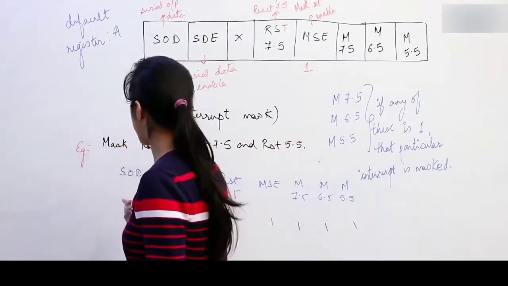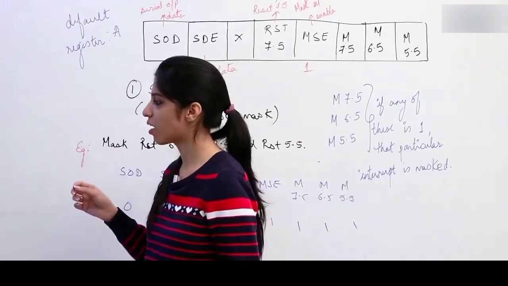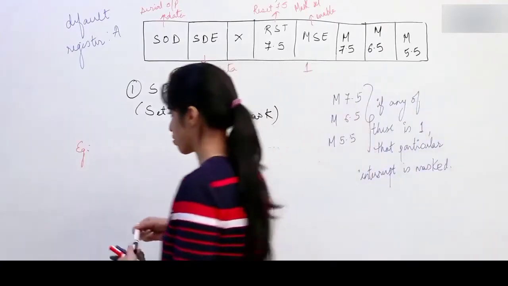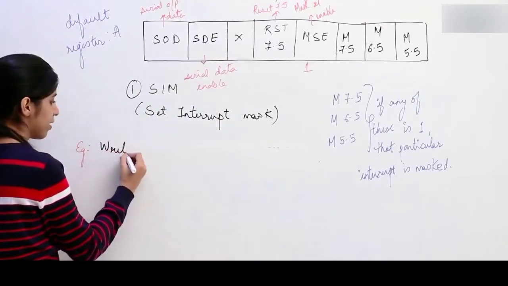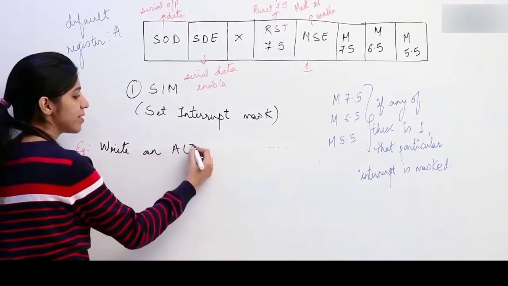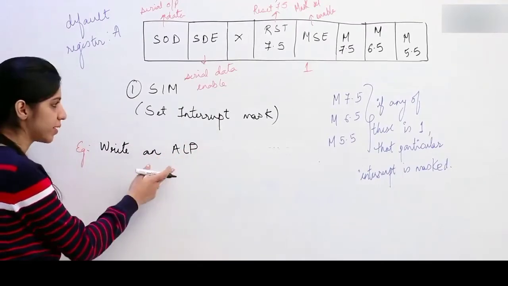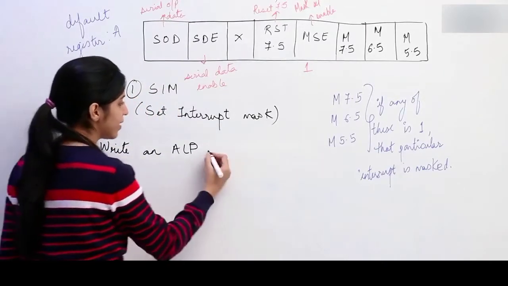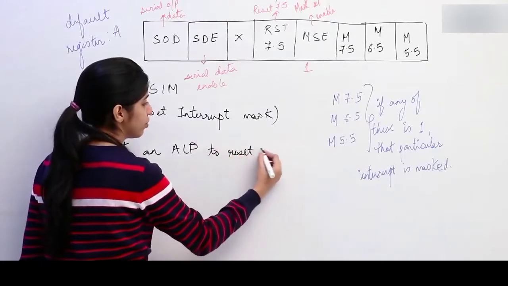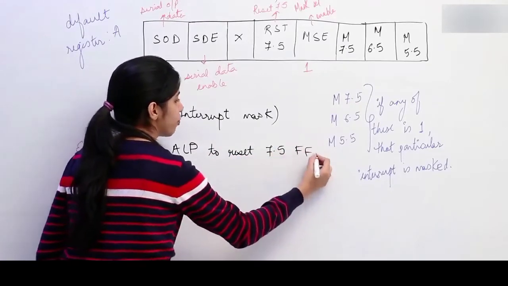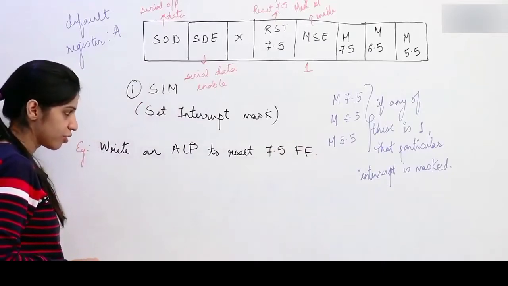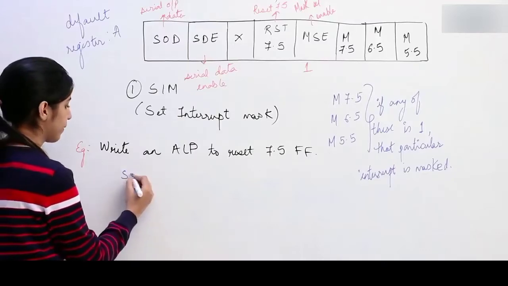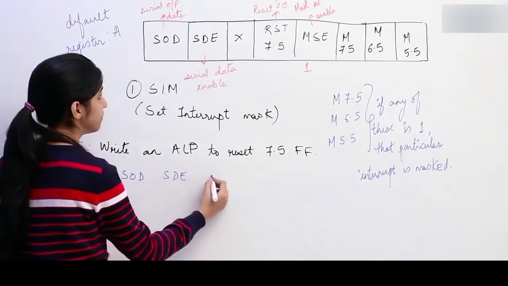Let us look at one more example. You can try this on your own, and after you try, you can check the answer. Write an ALP to reset the 7.5 flip-flop. ALP is an assembly language program, which is what you write to make a microprocessor function. You can try this by yourself first, and after that you can check the answer. I am giving the solution here though.